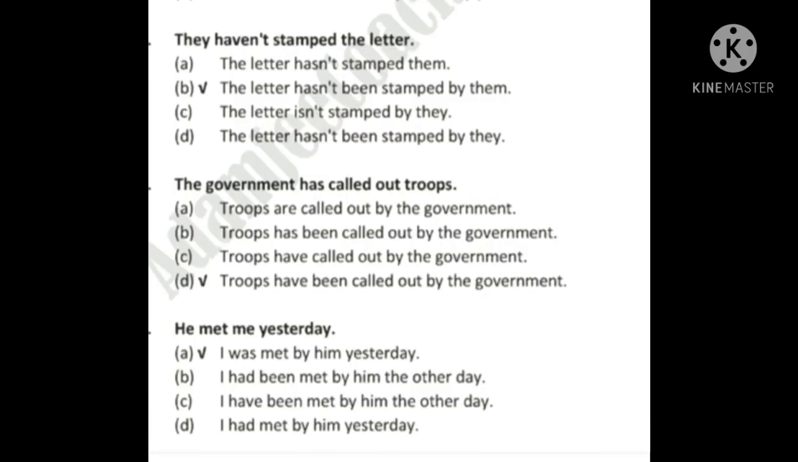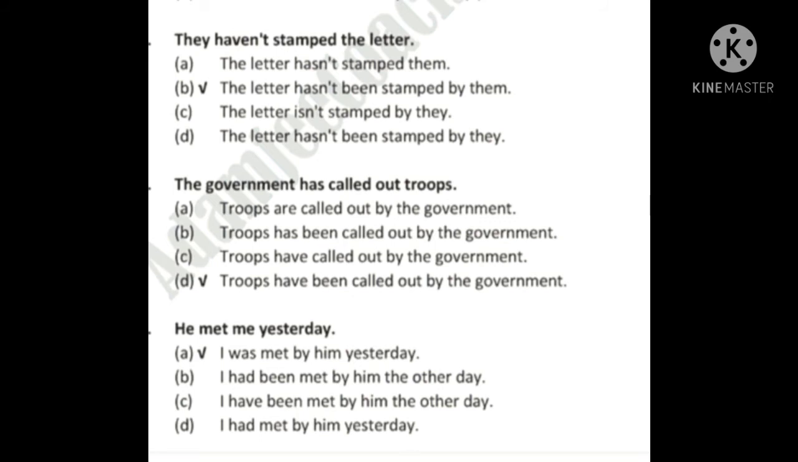Next one, they haven't stamped the letter. Now have is present tense. Now present tense, what are you adding? Has or have plus been is being added, and the verb is in the past participle form. So has or have been, that is the word which we have to look for over here. Now in this option where it is coming, the second one. So the letter hasn't been stamped by them. So that is the correct answer.